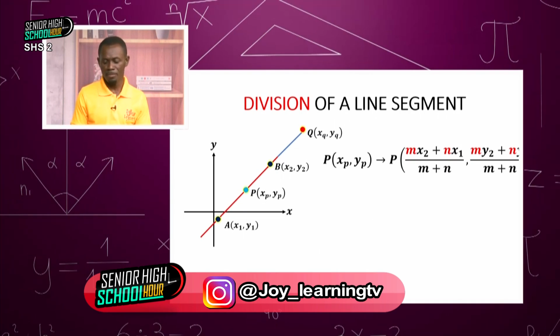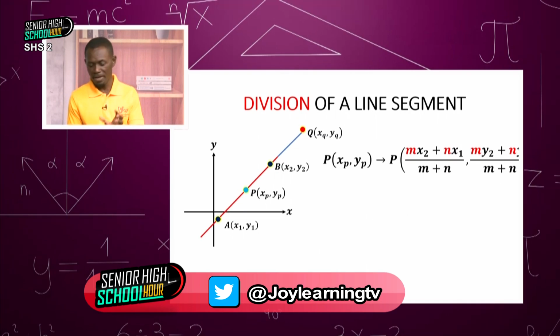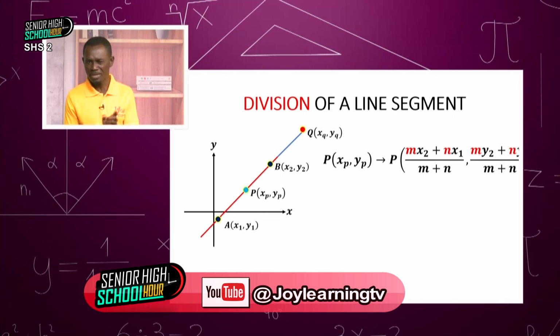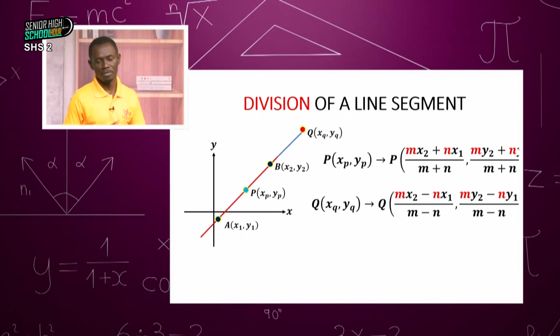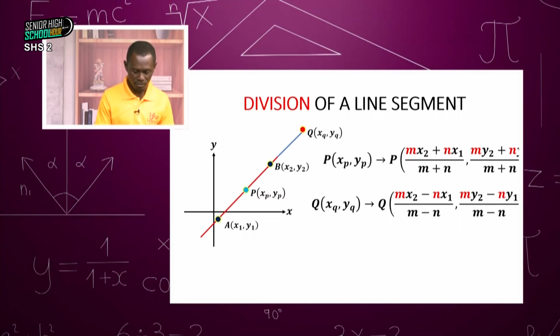So M multiplied by X2 plus N multiplied by X1, divided by M plus N, will give you the X component. And M multiplied by Y2 plus N multiplied by Y1, divided by the sum of the ratio, will give you the Y component of it. If it was external, then you notice the minus would all appear. So you could take note of these as well. Either you use the component form, so X1, Y1, or multiply it linearly. Any one of them would work.